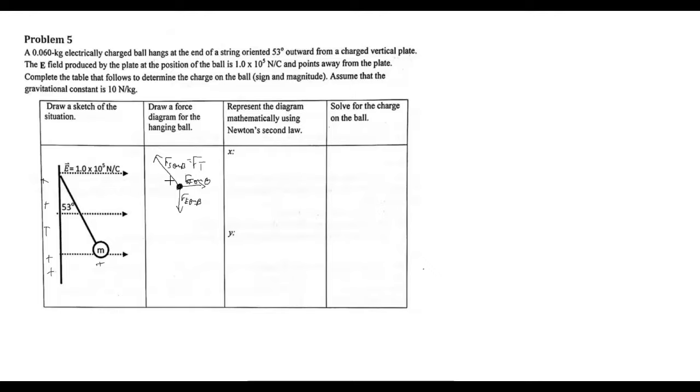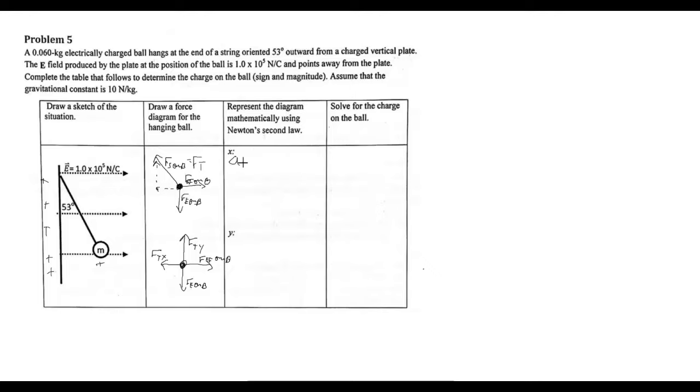We can redraw this and show what this is actually doing. If we break this up into components, we've got two components here, the X component and the Y component. So here we've got force tension Y, and here we've got force Earth on ball. And here we have the force of the E field on the ball. And here we've got the X component, force tension in the X direction. These are what we're going to use when we start representing our diagram mathematically using Newton's second law.